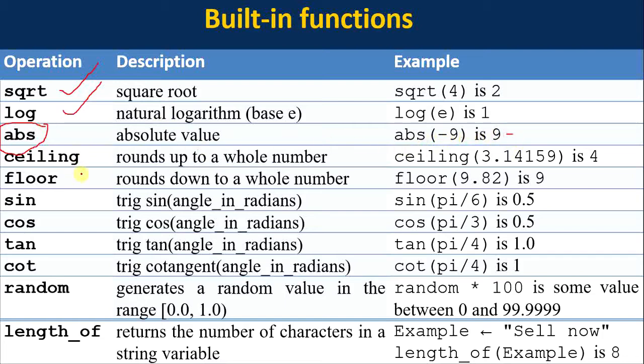Okay, and the ceiling function, if you give a fractional value, that will be rounded up to a whole number. That means if you give 3.14, it will round up to the nearest whole number, which is 4. If you use the floor function, it rounds down to the nearest whole number. The nearest whole number for 9.82 is 9. Here the ceiling function will round up, it will go to the next number. The floor function will round down, it will come to the number below 9.82.